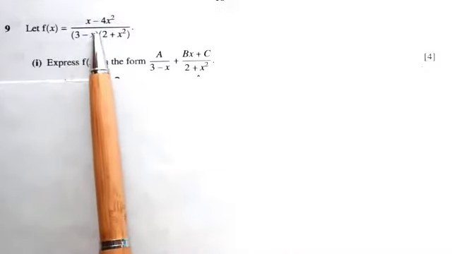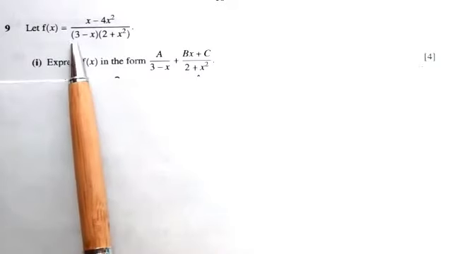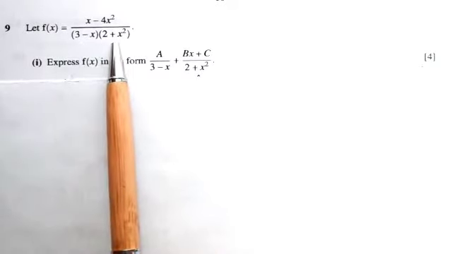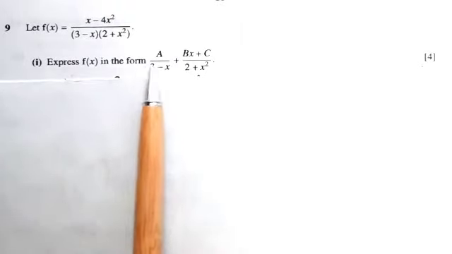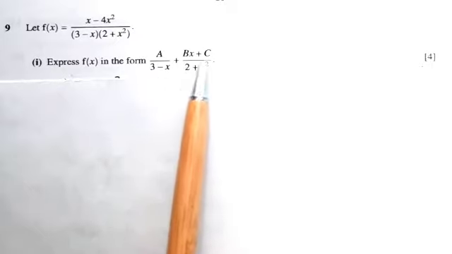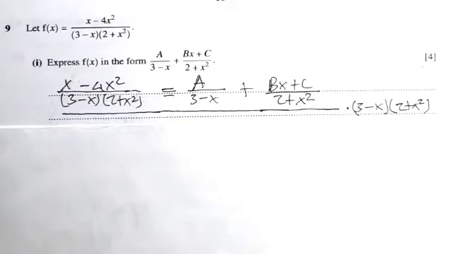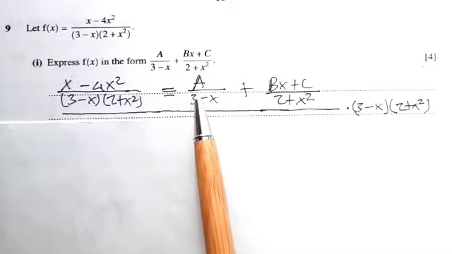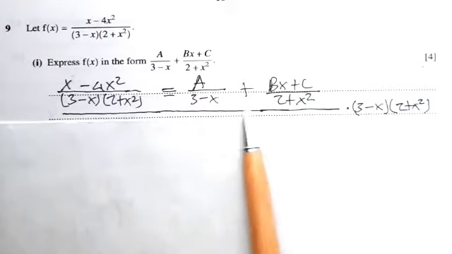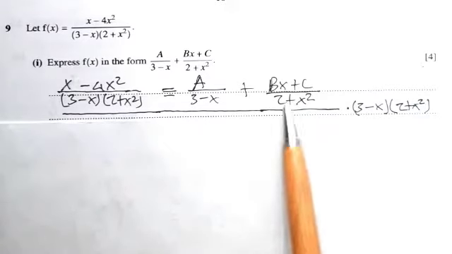Let f(x) equals (x minus 4x squared) divided by (3 minus x)(2 plus x squared). Question i: express f(x) in the form A per 3 minus x plus (Bx plus C) per 2 plus x squared. Now, this expression can be split into partial fractions of the form A per 3 minus x plus (Bx plus C) per 2 plus x squared.